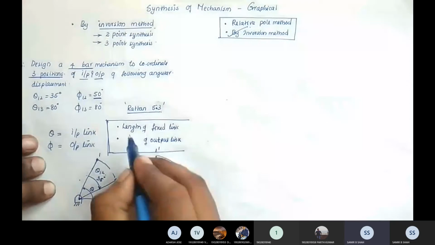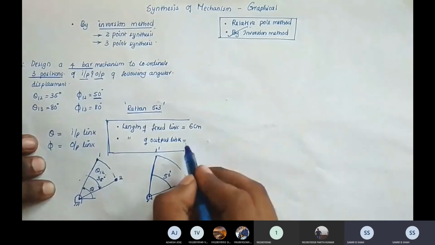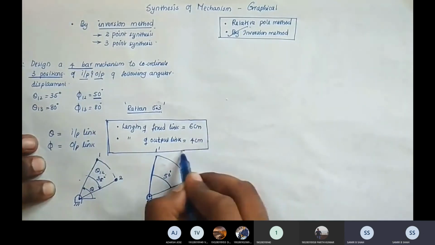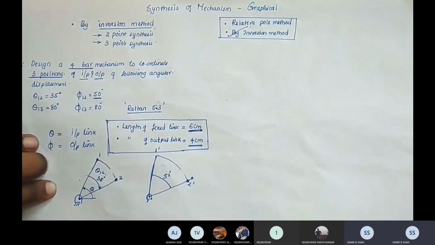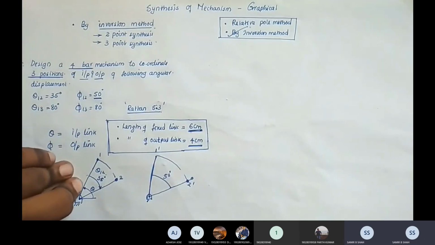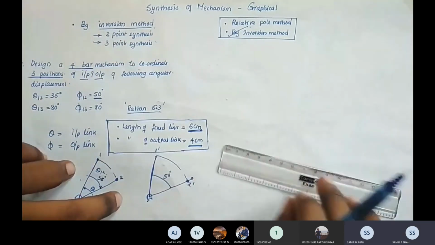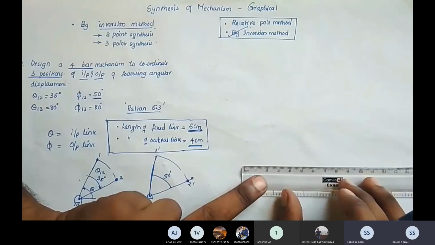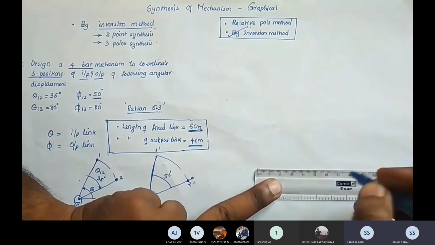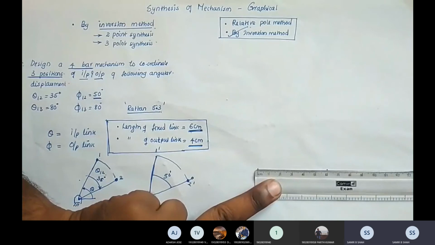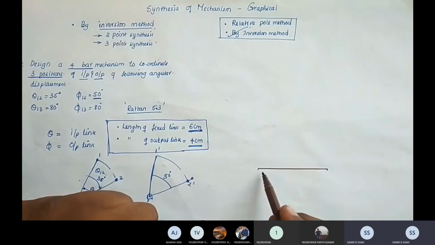Arbitrary manner means it is my interest. For this question, I am going to take the length of the fixed link as 6 centimeter, and for the output link as 4 centimeter. This is my interested value. This 6 centimeter and 4 centimeter is arbitrarily taken. Now we are going to start the synthesis of the four bar mechanism graphically using the inversion method. For that, first we need to fix the two different points, that means the length of the fixed link. For that marking, I am going to mark here 2 points, 6 centimeter. I am fixing this link.